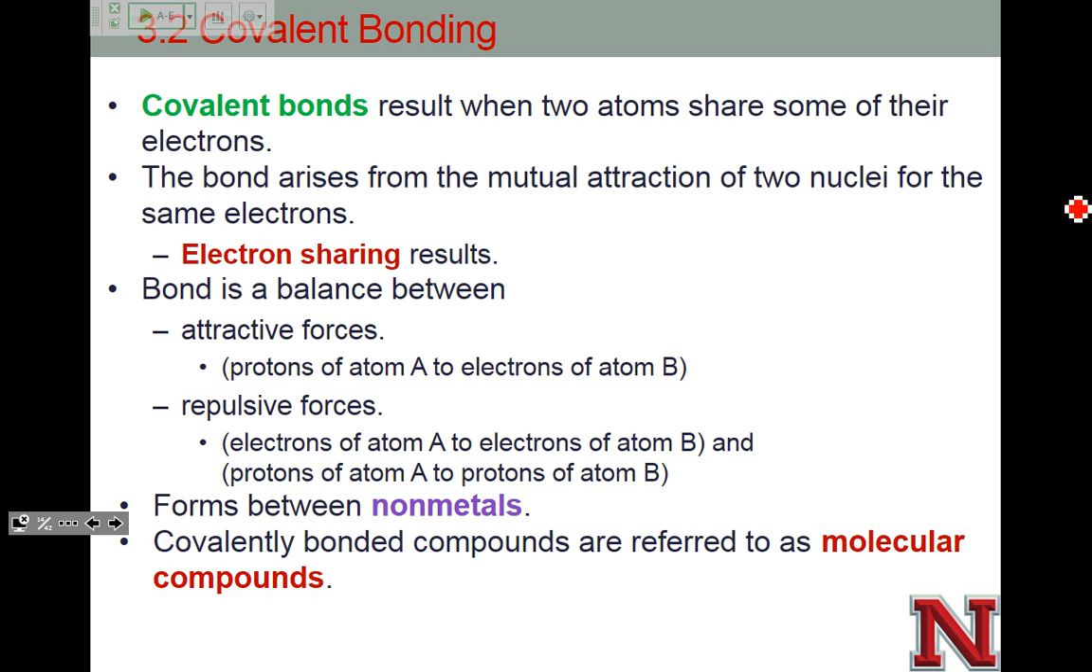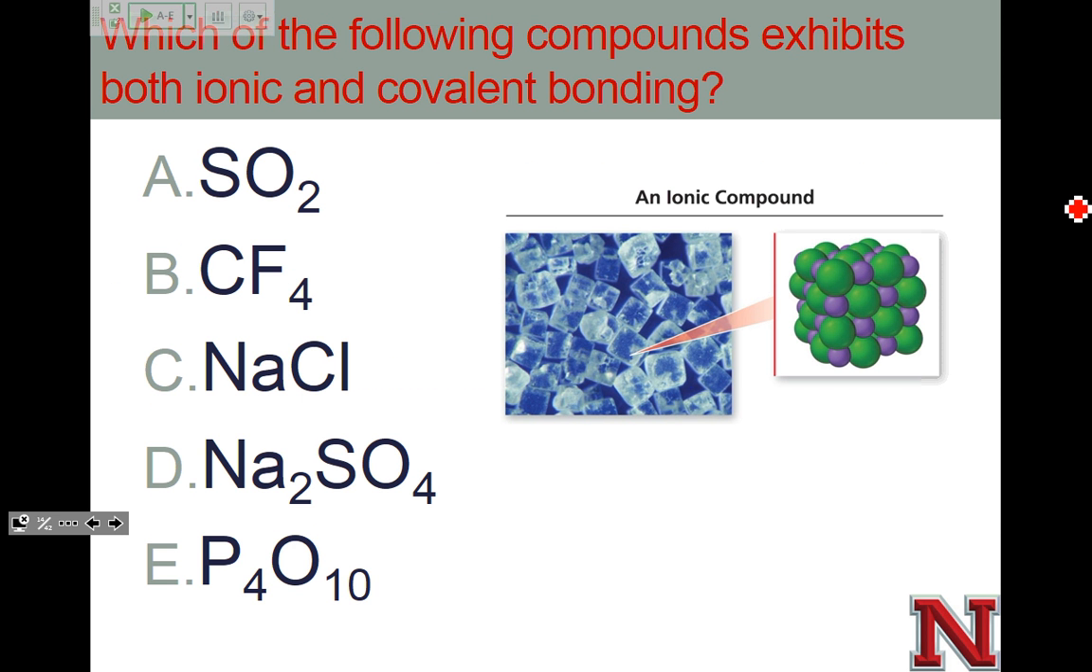So covalently bonded compounds, we typically call them molecular compounds because they form molecules. And usually we say molecules when we're talking about covalent bonding. Sometimes you'll hear ionic compound or ionically bonded atoms called ionic compounds. And we're going to look at the difference between those two types of bonding compounds.